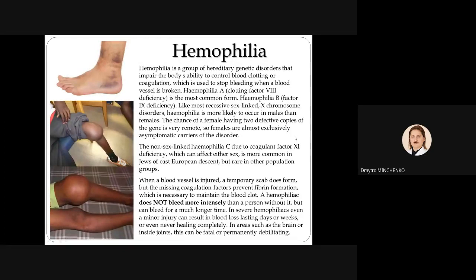Hemophilia. Hemophilia is a group of hereditary genetic disorders that impair the body's ability to control blood clotting or coagulation, which is used to stop bleeding when a blood vessel is broken. Hemophilia A is the missing of the factor VIII. It's deficient, and this is the most common form. Hemophilia B, we have deficiency of factor IX.